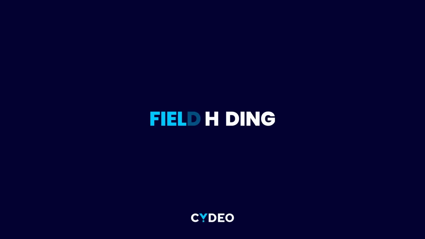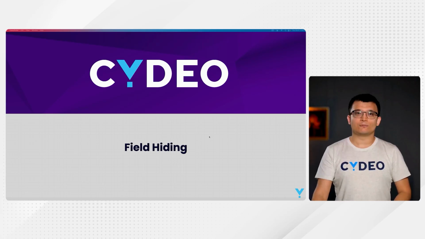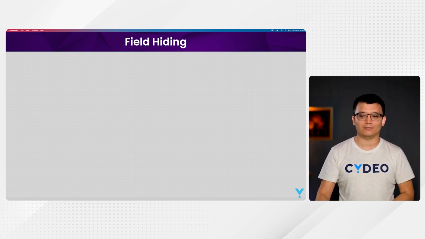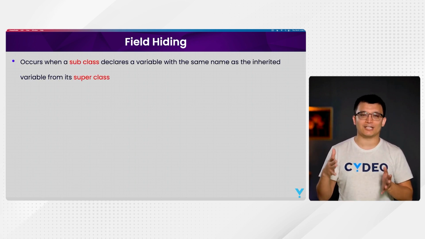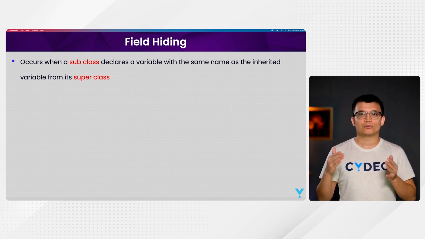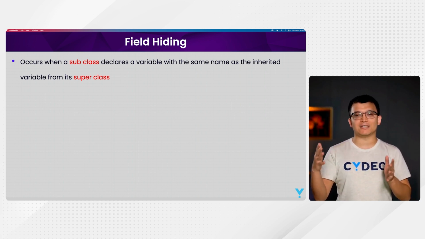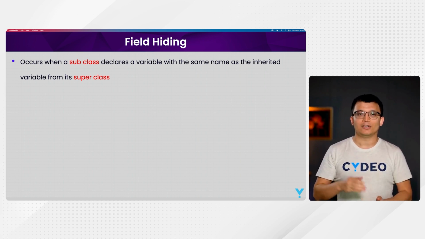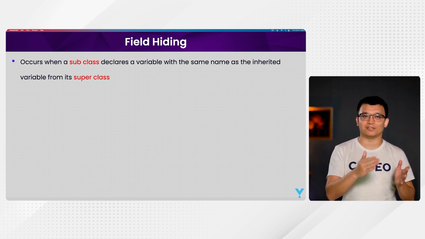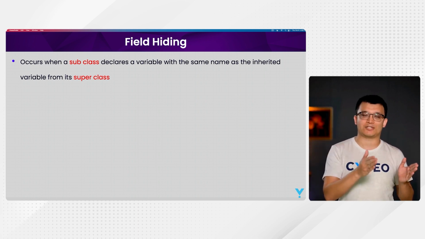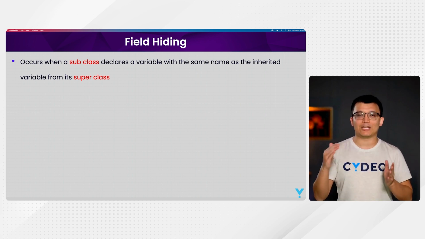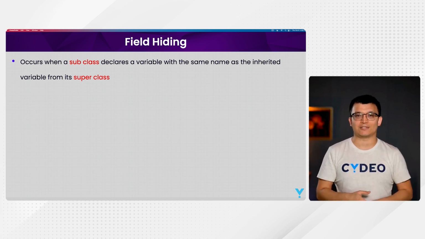We are going to talk about field hiding in Java. Field hiding occurs whenever there is an inheritance relationship between the classes. The precondition for field hiding to occur is that there has to be inheritance between two classes. And it occurs when the subclass declares a variable with the same name as the inherited variable from its superclass. If the parent class already had that variable and the subclass still declares it and assigns new data to the variable of that subclass object, then the variable inherited from the superclass will be hidden in the subclass. That is called field hiding.